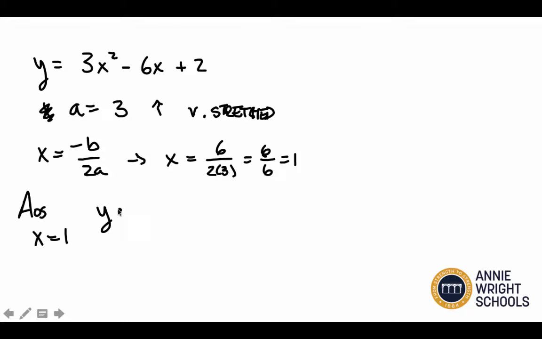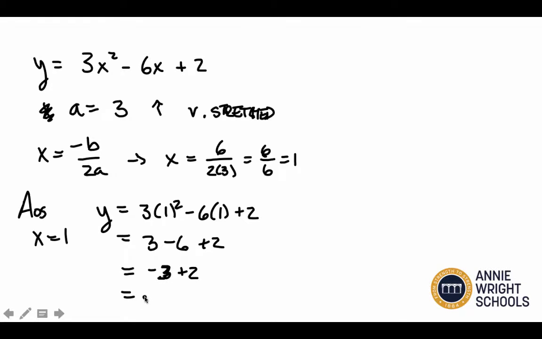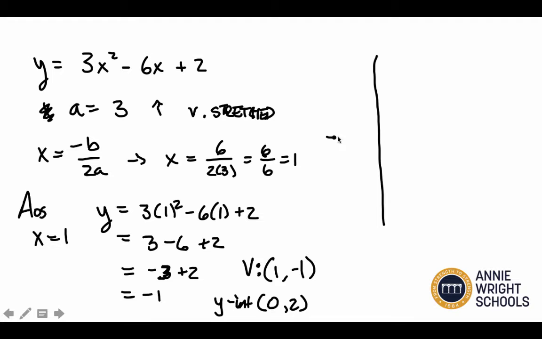I plug in 1 for x and I get y equals 3 times 1 squared minus 6 times 1 plus 2. When I do that, I end up getting 3 minus 6 plus 2. That's negative 3 plus 2, which is negative 1. So I now know the coordinates of the vertex are 1, negative 1. And I know the y-intercept. The y-intercept is the value of c, which is 0, 2. Now when you go to graph, you want to be thinking about where your vertex is.